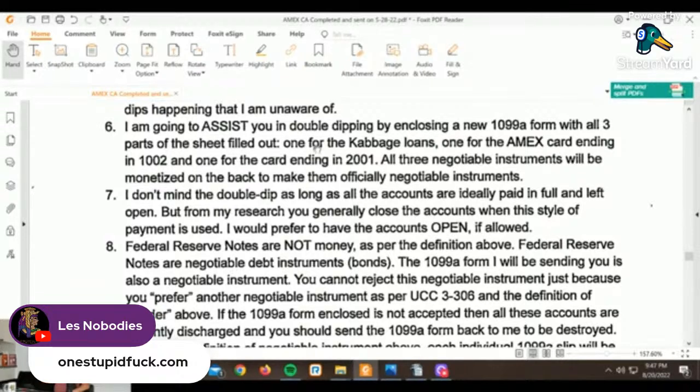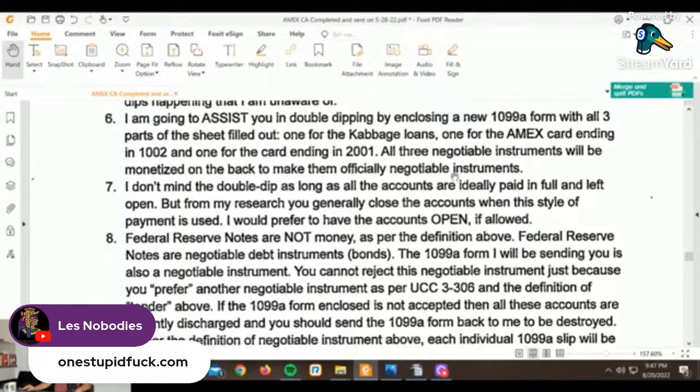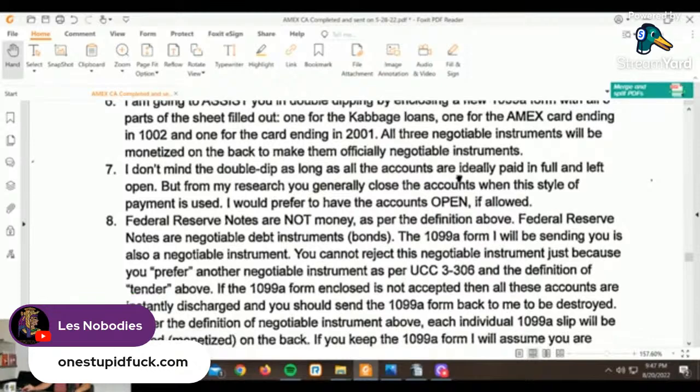Because the 1099-A forms, the original ones that come from the IRS, they have 3 checks on them. 1, 2, 3, right? So I filled out all 3 of the checks, okay? One was for my cabbage loans. One was for the Amex card that was ending in 1002, and one was for the card ending in 2001. All 3 negotiable instruments will be monetized on the back to make them officially negotiable instruments.